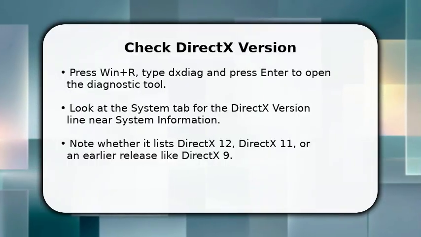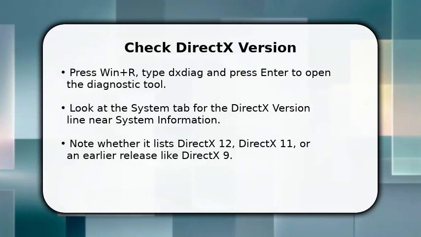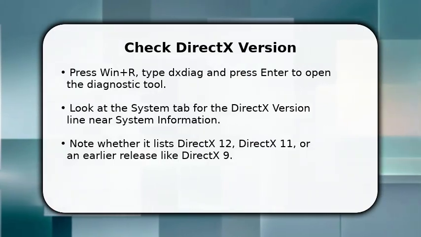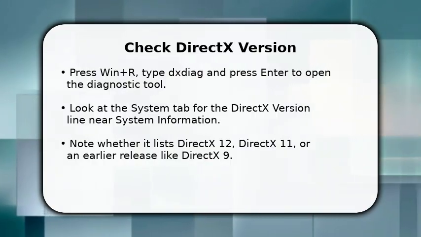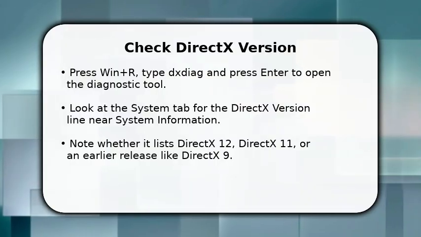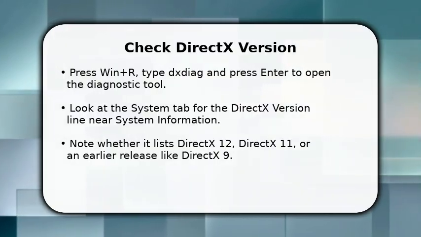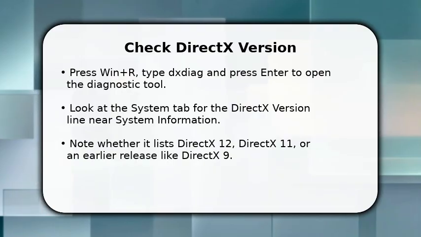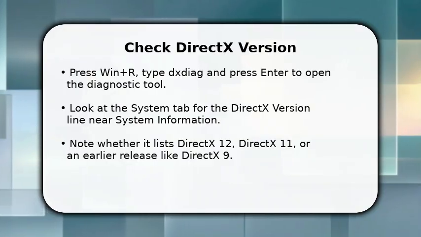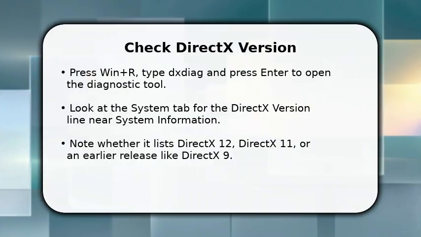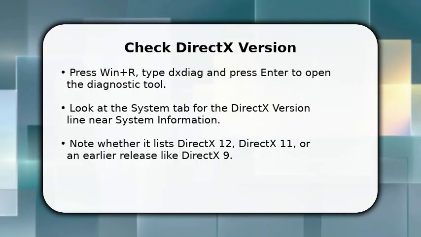Start by opening the DirectX diagnostic tool to confirm installation and version. Press Win+R to open Run, then type dxdiag and press Enter. Wait for the tool to finish collecting information before you continue. Look at the System tab for the DirectX version line near System Information. Note whether it lists DirectX 12, DirectX 11, or an earlier release like DirectX 9.